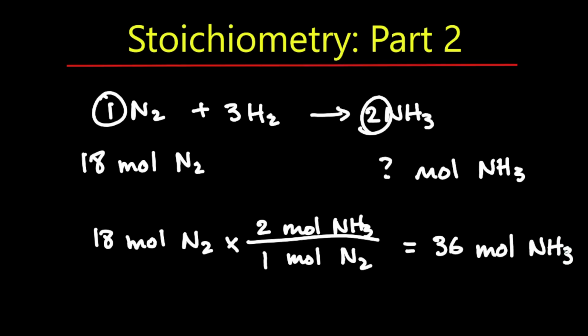This is what stoichiometry is all about. If you know how many of the reactants you have, you can predict how many of the product you will get, theoretically. The same is true for reverse. If I did this reaction and I got, let's say, 12 moles of NH3, then I know I must have started with 6 moles of nitrogen.